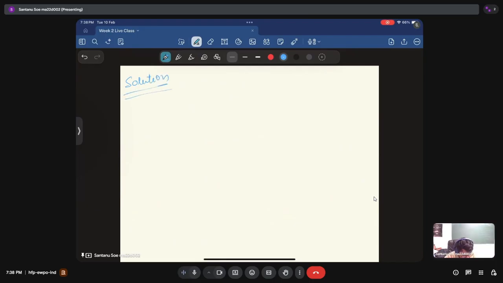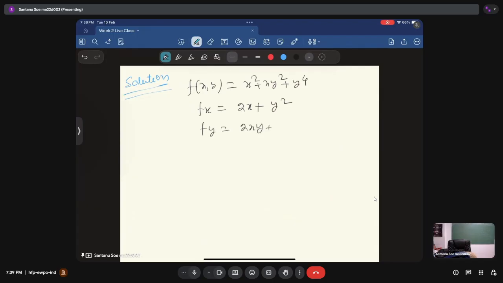Now in the first attempt, we can try to solve it using the second derivative test, or the second order derivative test, and then you can see that this test will fail at the point 0 comma 0, because our f(x, y) is x square plus x y square plus y to the power 4. So fx will be 2x plus y square. Similarly, fy will be 2xy plus 4y cube.